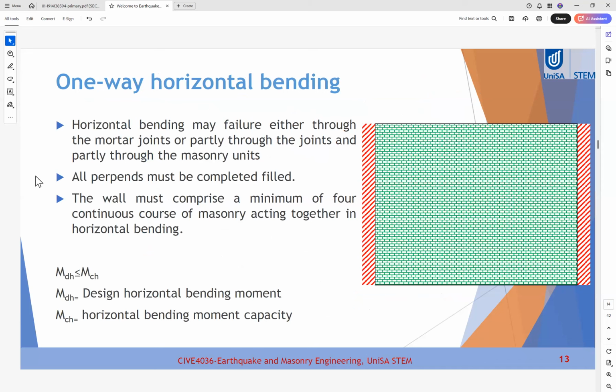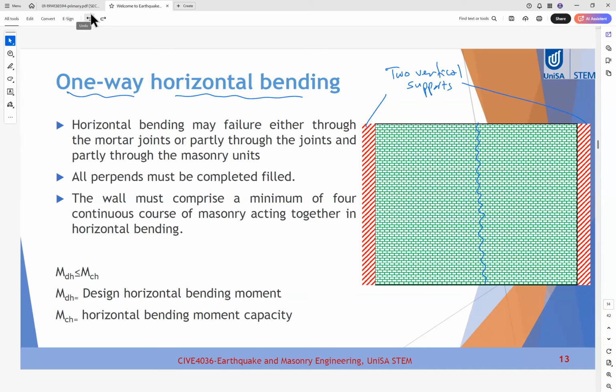Let's also look at the notes here for one-way horizontal bending. As you can see, these are the two vertical supports. If a crack happens, it will happen like that, because the wall will bend in this direction. This should be in 3D, but anyway, I think you can understand that. So the wall will bend in 3D, out of plane.